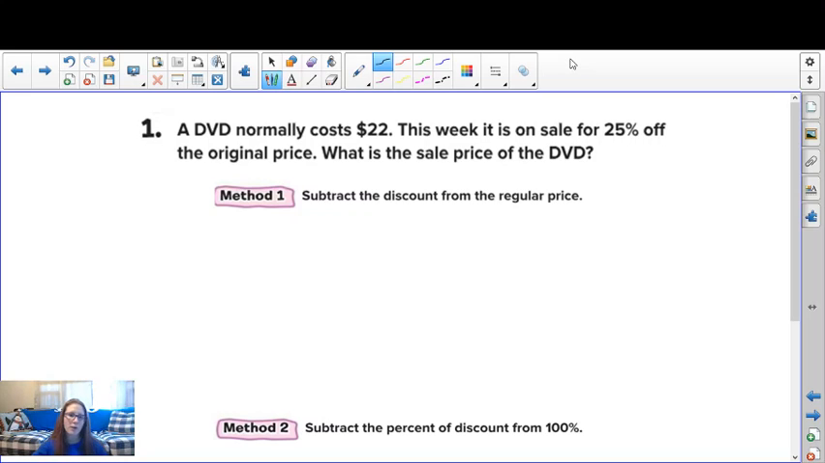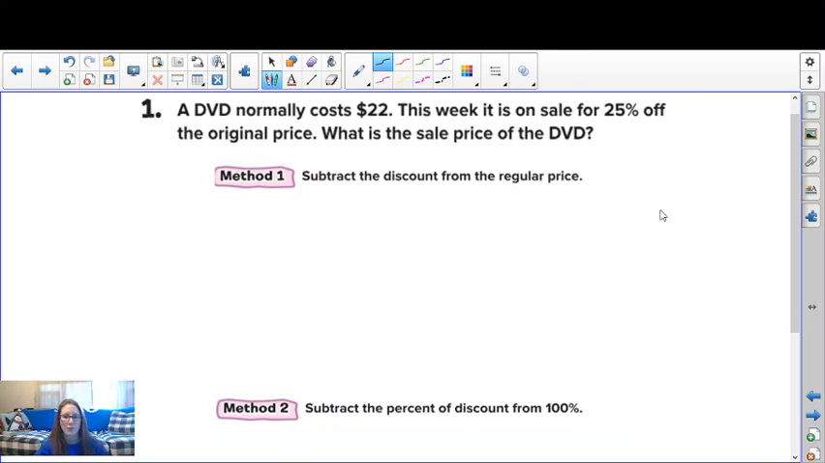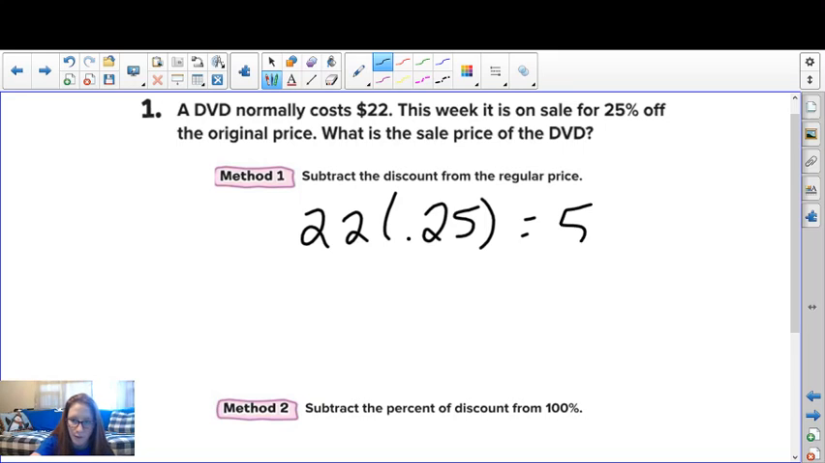A DVD normally costs $22. This week it's on sale for 25% off. What is the sales price of the DVD? First, we're going to start by taking the $22 and finding 25% of that. 22 times 0.25 gives me $5.50.